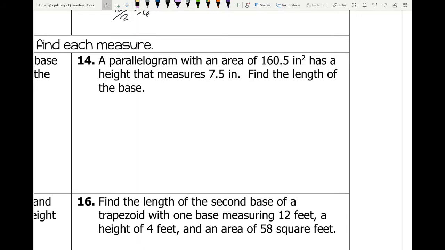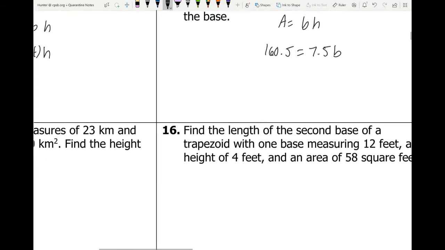Number 14, a parallelogram with an area of 160.5 inches squared has a height that measures 7.5. Find the length of the base. So area of a parallelogram is base times height. So to set this up, I'll have 160.5, which is the area, equal to my height, which is 7.5, times my base, b. Solve for b, and you'll have your answer. I'll leave that one to you to solve.